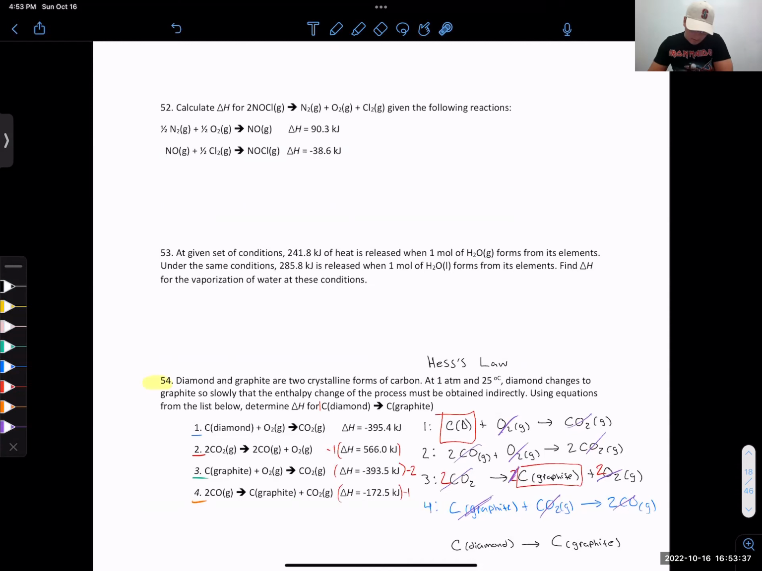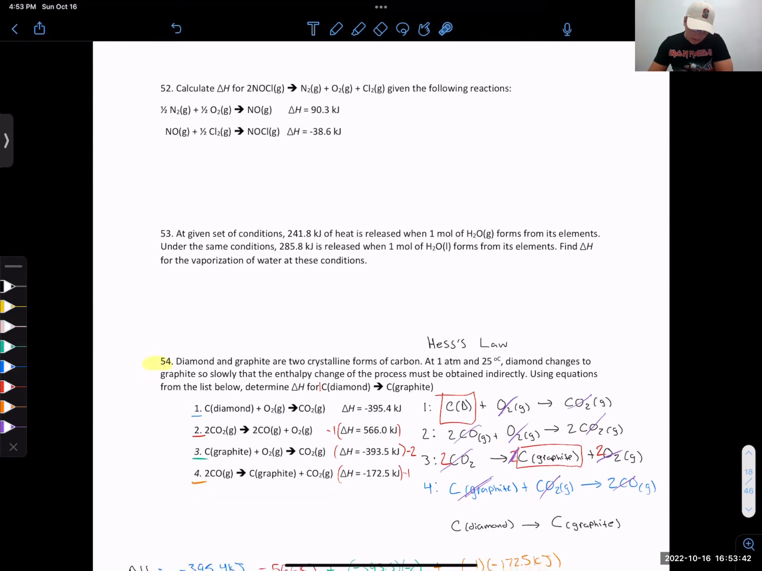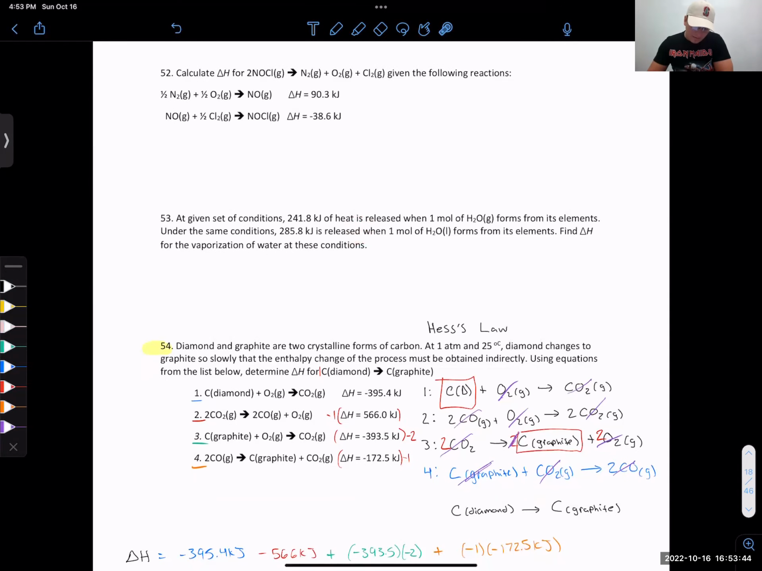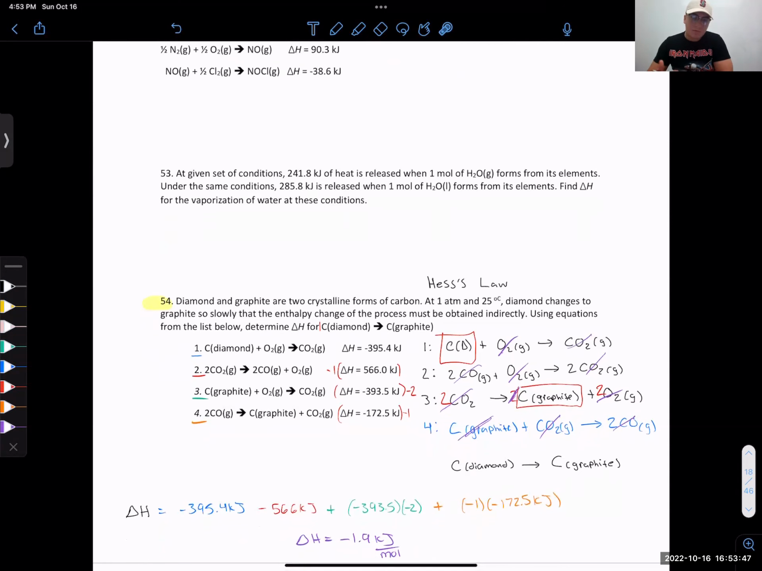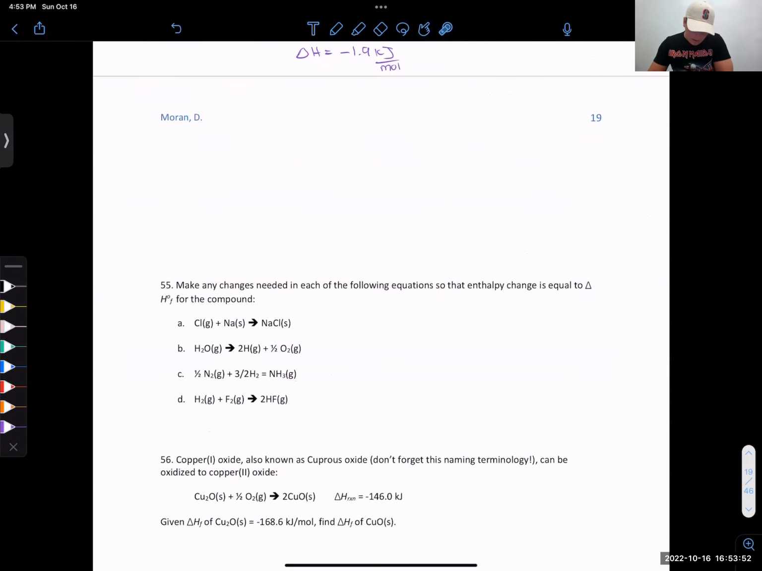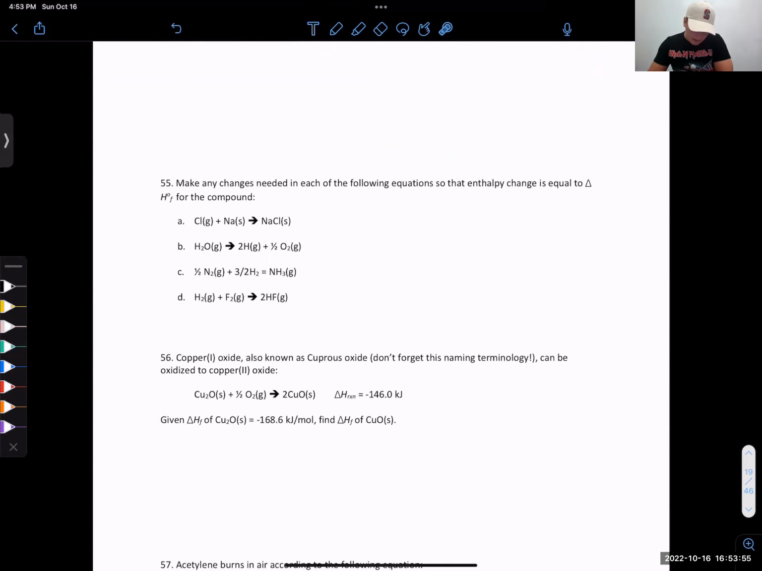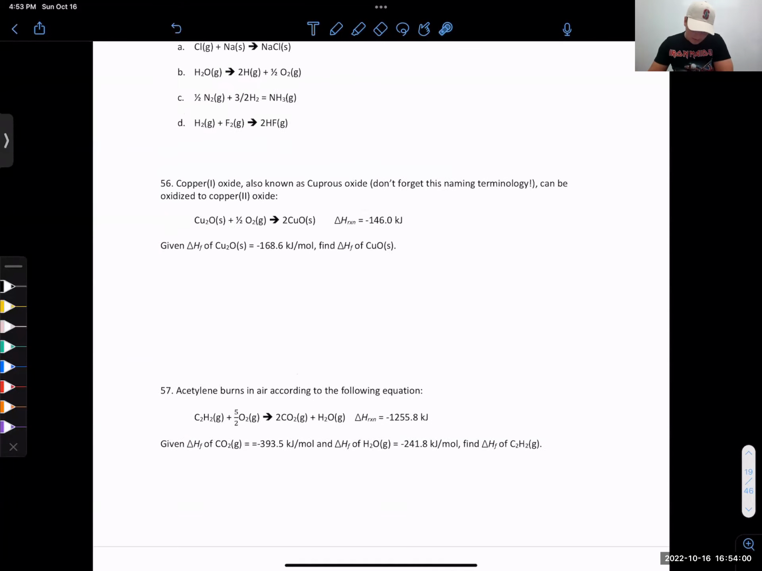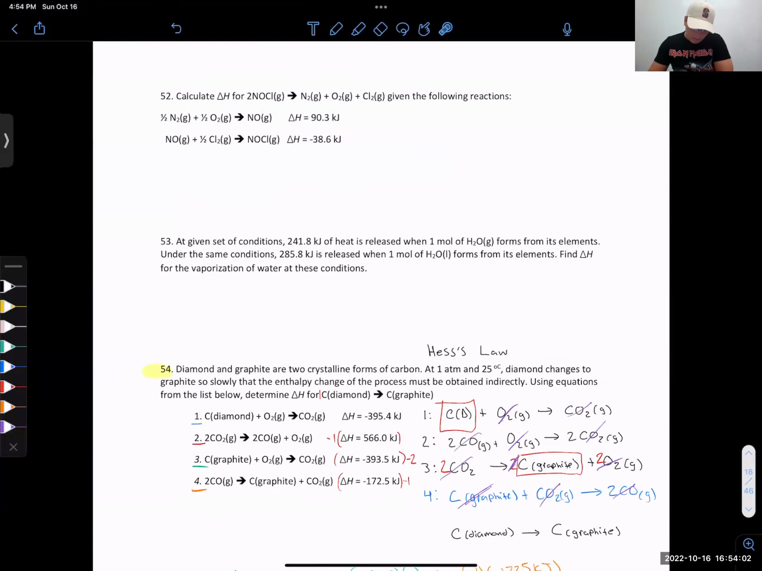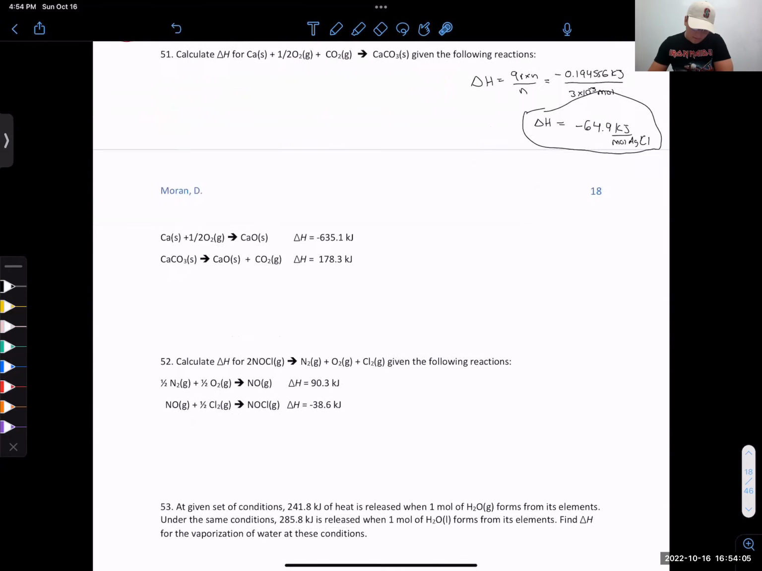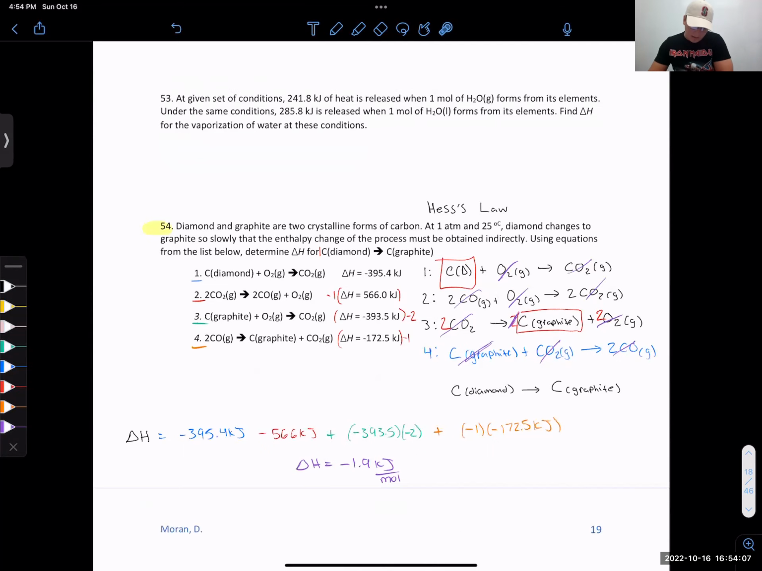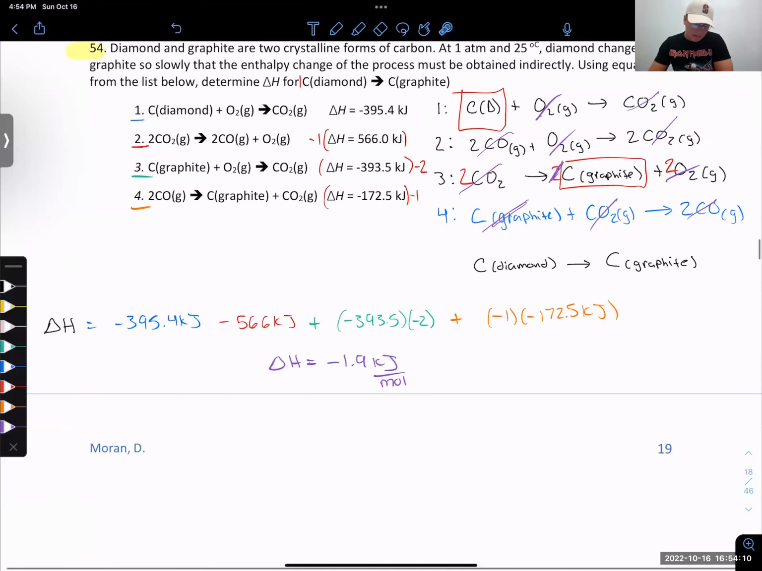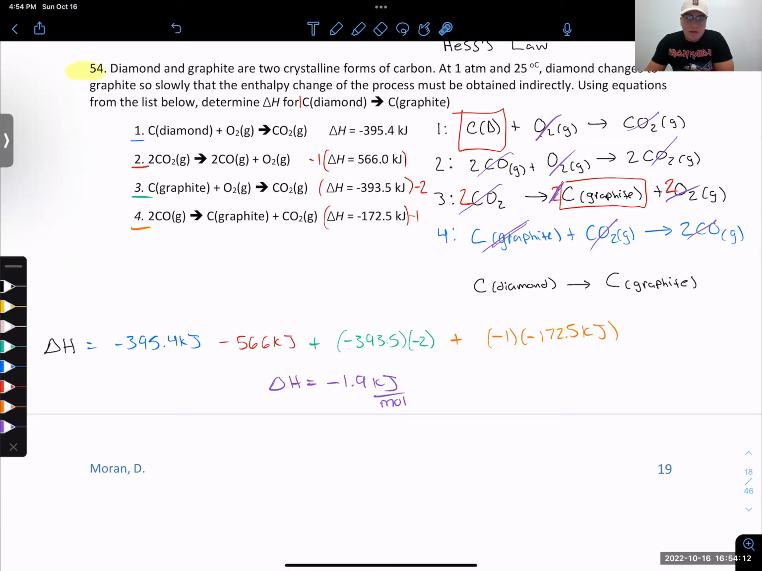Let's see. Yeah, it looks like number 53 is a different style of Hess's law problem. You just have to write your reactions yourself, okay? And number 55 is a Hess's law... No, wait, it's not. Number 55 is not a Hess's law problem. So I would definitely check out number 51, 52, and 53 for more practice like this. This is going to be an important topic on your test, so make sure you know how to do this.